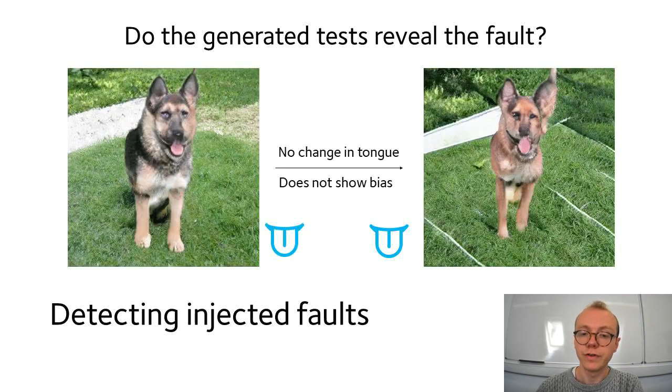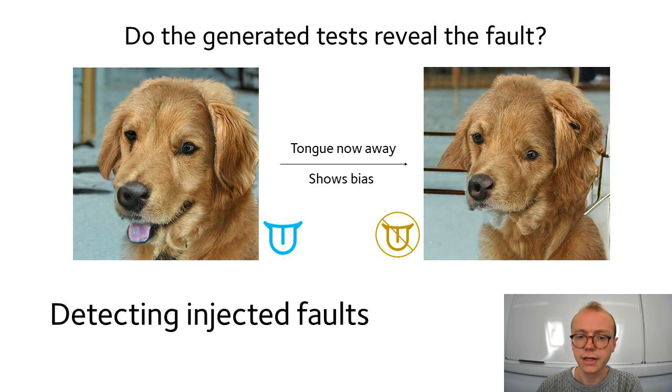Not every test input reveals the presence of the fault though, so in this example, the tongue is out in both cases, so the classifier's over-reliance on tongues isn't indicated by this test case. And here is another example of a test case that does reveal the fault because the tongue has been removed in the tweaked test input.